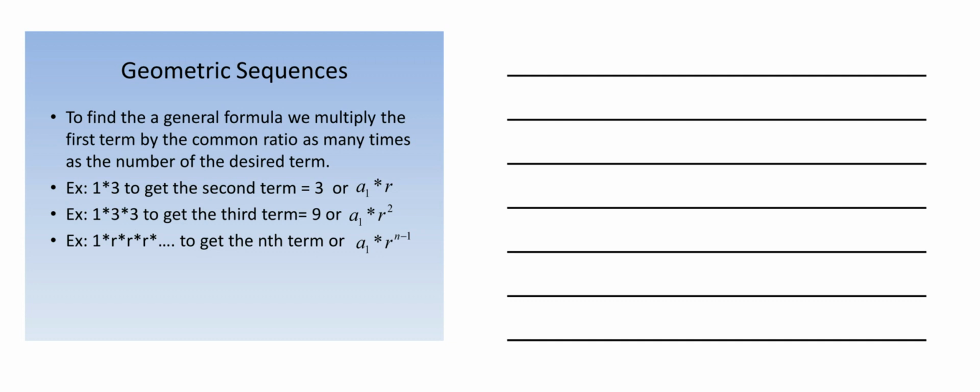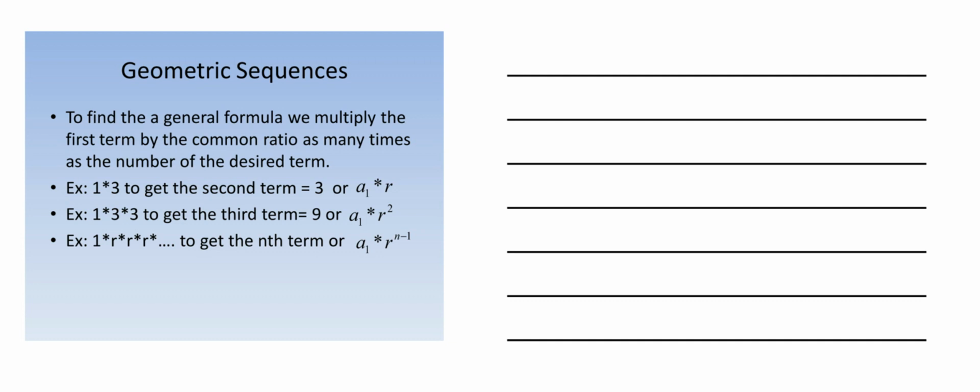Second example, 1 times 3 to get the third term, which equals 9, or our initial value, a sub 1, which in this case is 1, times, there's 2 of the 3's, right? So that would represent the r squared. So in general, we have 1 times r times r times r, up to infinity if you choose to multiply by r's, to get the nth term, or a sub 1 times r to the power of n minus 1. So that is for our geometric sequences in this case.